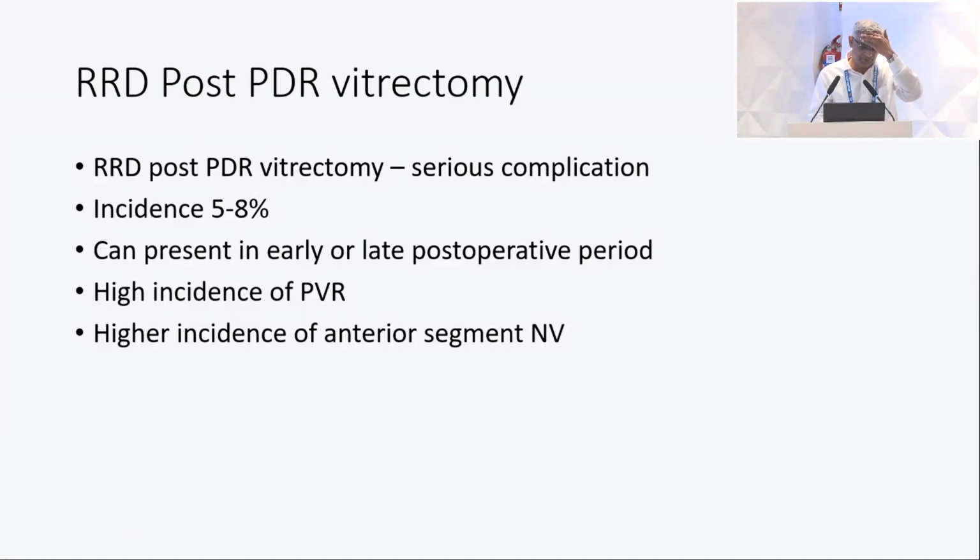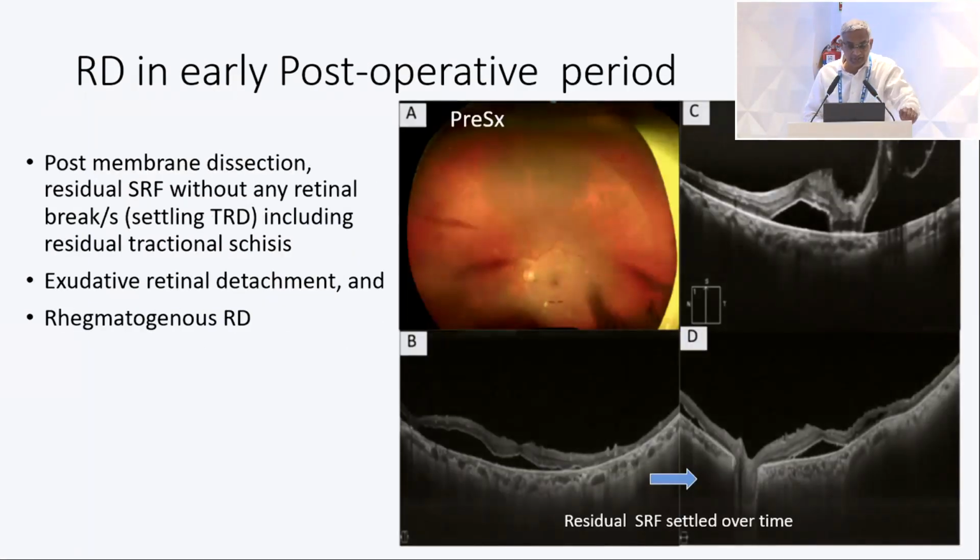So basically, coming back, it's a serious complication. Incidence is somewhere between 5 to 8%, and it can present in the early or late postoperative period. I'm talking about rhegmatogenous detachments. There's a very high incidence of PVR in these eyes, and once they are RD, a high incidence of iris or angle neovascularization as well, and these eyes can go neovascular. Now you need to differentiate, particularly when they come in the early postoperative period, whether it's residual SRF left because the retina is mobile post membrane dissection, or whether you have a rhegmatogenous component. If you have a doubt, just wait for a while.